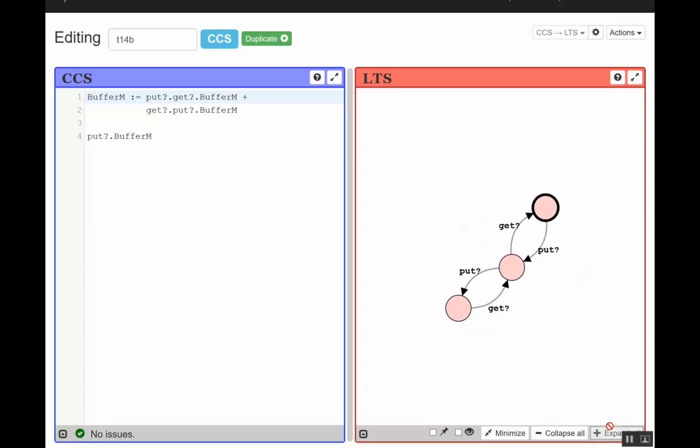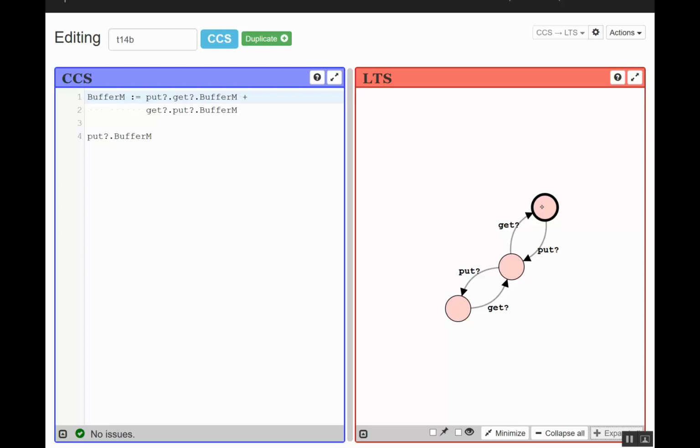So this is now the behavior, and you can view this as a two-place buffer. So it can store two things in a row. Initially you can put one in, you can take that out, or you can put one more in, and then you can take that one out. Well, then you can put one back, or you can take the second one out. So this is a two-place buffer.